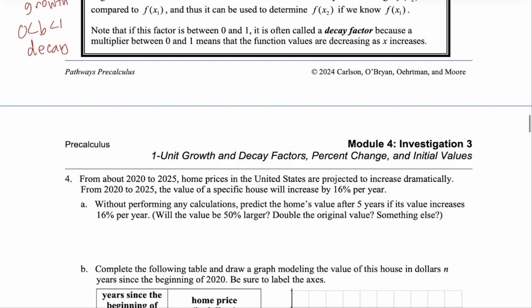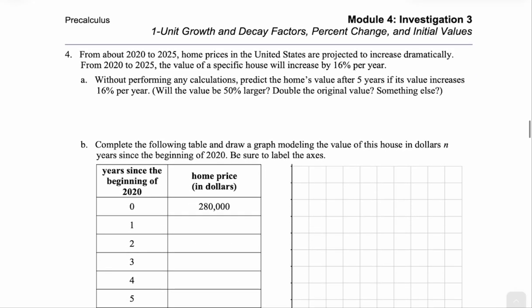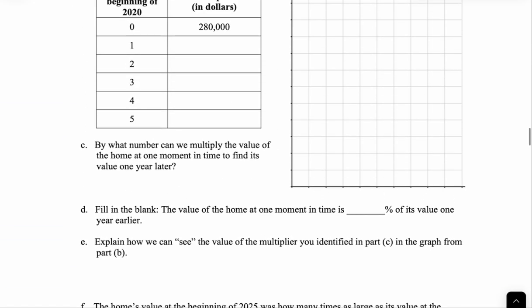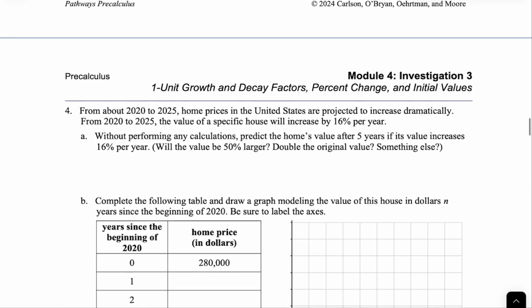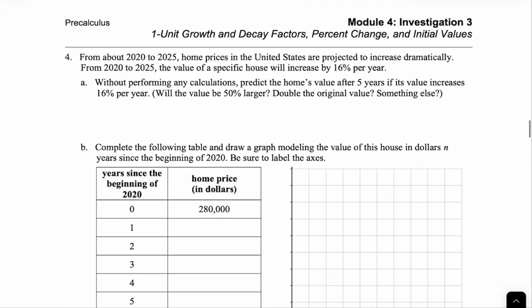So now let's look at one more from our investigation. I just kind of want to do some about this problem right here. So if you want to look at problem number 4, it says from 2020 to 2025, home prices in the United States are projected to increase dramatically. From 2020 to 2025, the value of the specific home will increase by 16% per year. Without performing any calculations, predict the home value after 5 years. If its value increases 16% per year, will the value be 50%?